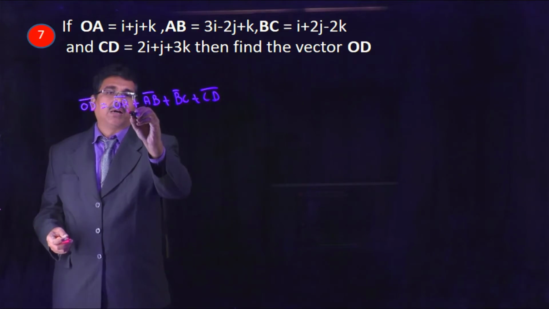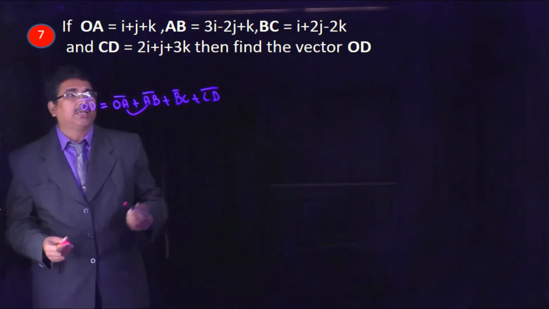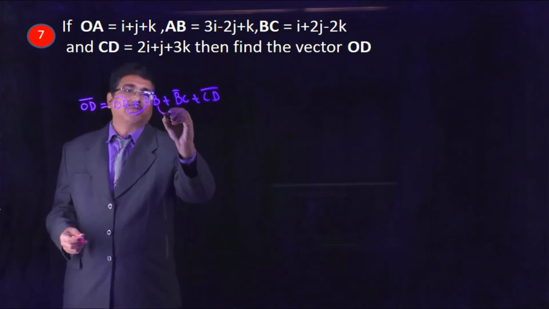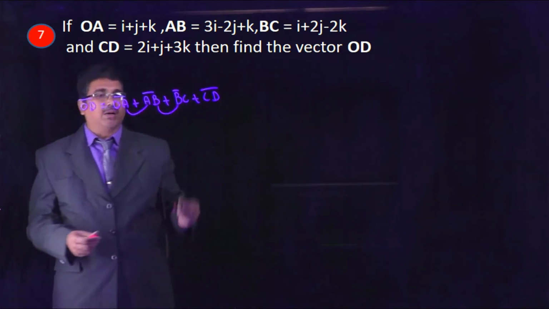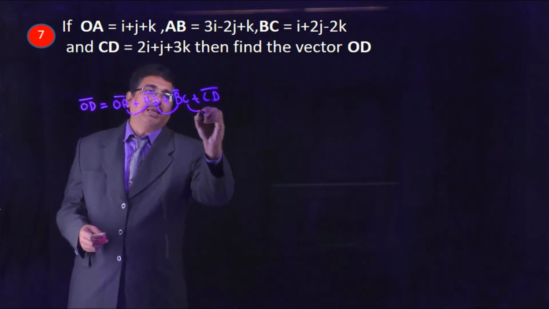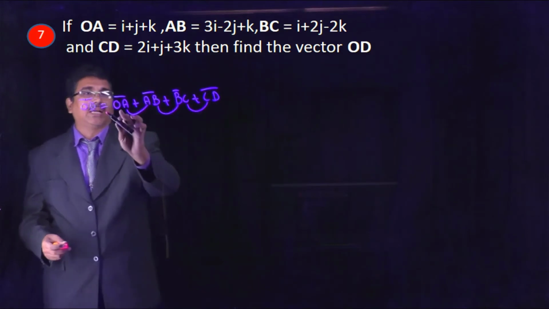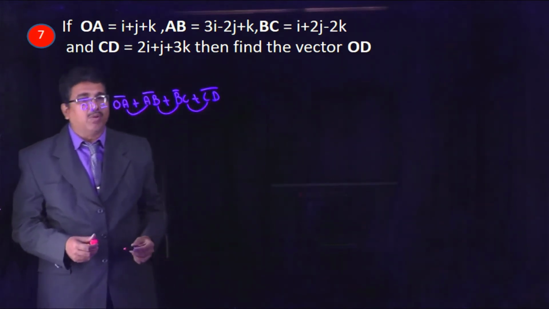The terminal point of each vector is the initial point of the next vector. So that gives OD bar.